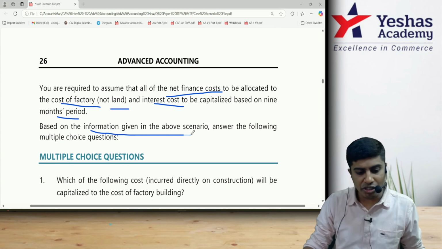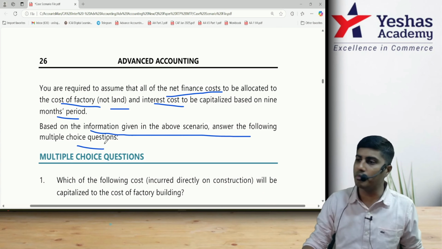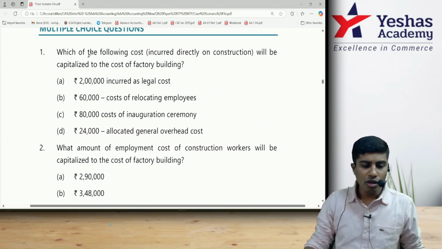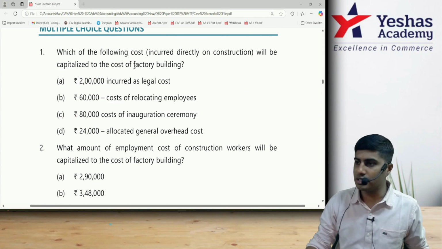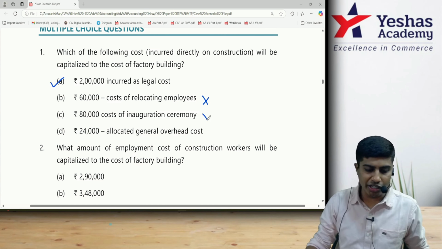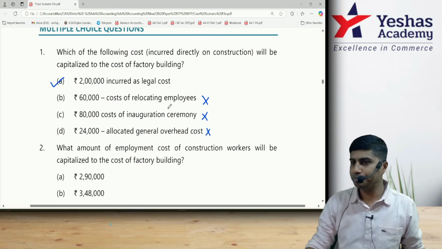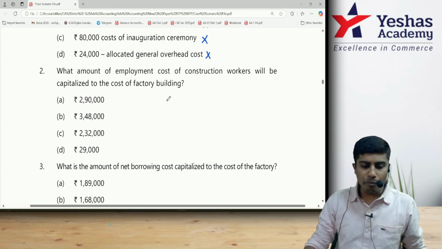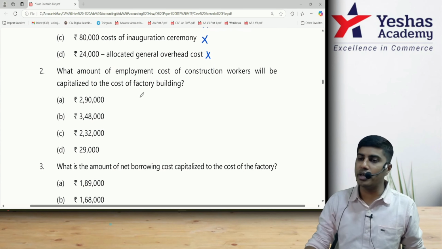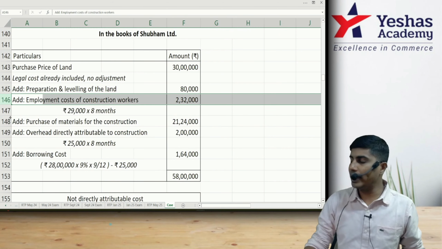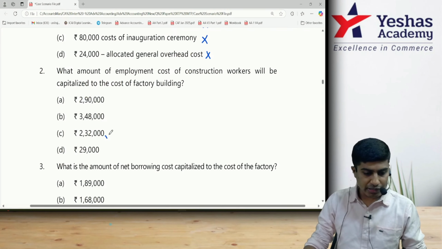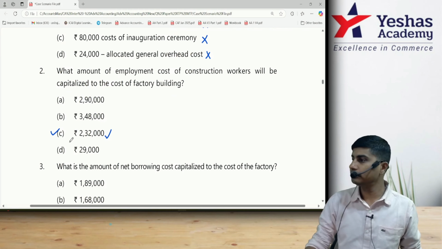Period of construction. Once the asset is ready, borrowing cost capitalization will cease. We know it, but they're still trying to teach us. Based on the following information given in the above scenario, answer the following multiple choice questions. Number 1. Which of the following costs incurred directly on construction will be capitalized? You will capitalize 2 lakh. Relocating employees? No. Inauguration expense? No. Allocated general overhead expense? No. Answer is option A. Amount of employment cost of construction workers will be capitalized. Employment cost 2 lakh 32. Option C is the answer.